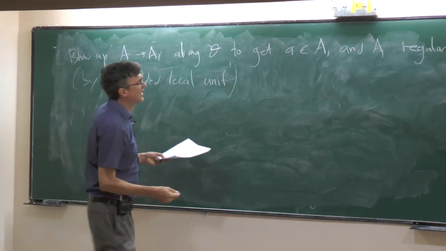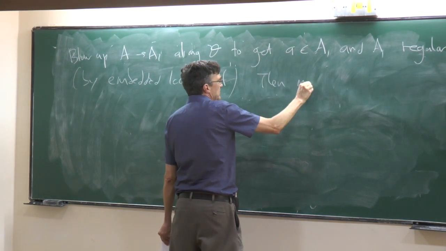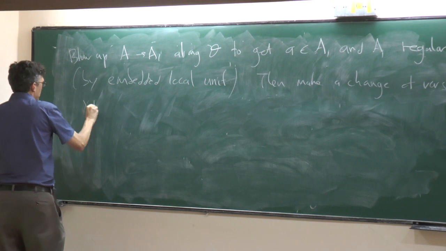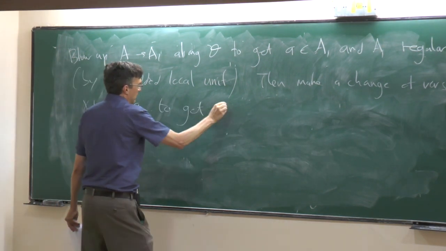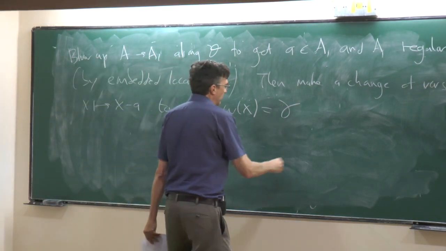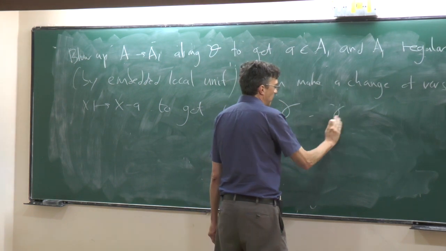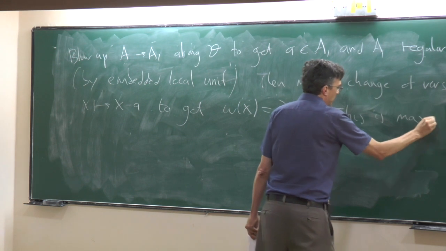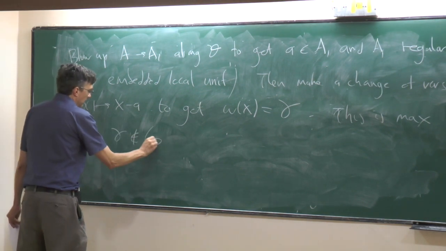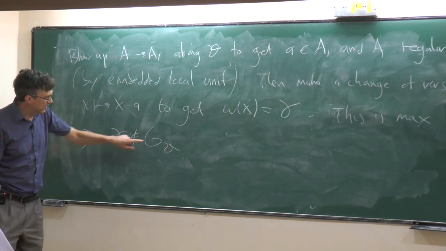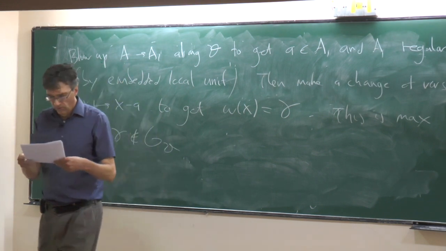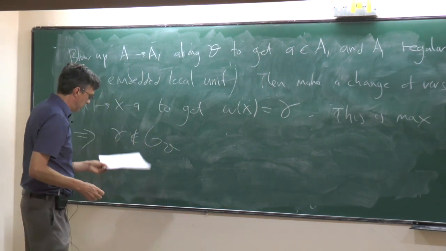Okay, and then you make a change of variables, changing x to x minus a, to get that the value omega of x itself has that maximal value gamma. Now since this is maximal, that implies that gamma cannot be in the value group of nu. Because if it were, then you just find something in k which has that value, and then you can subtract that from x and get a higher value. So this is the key thing which makes it work.